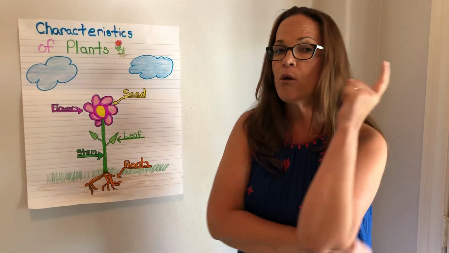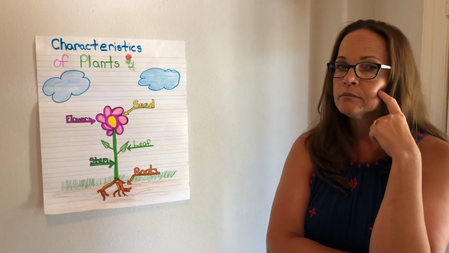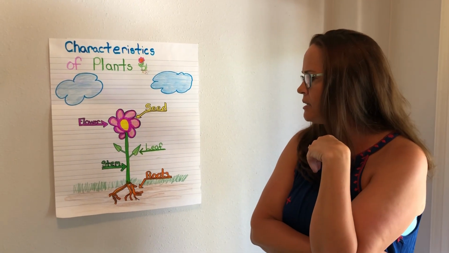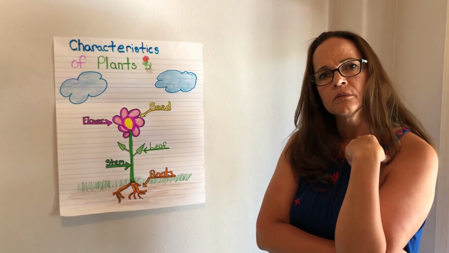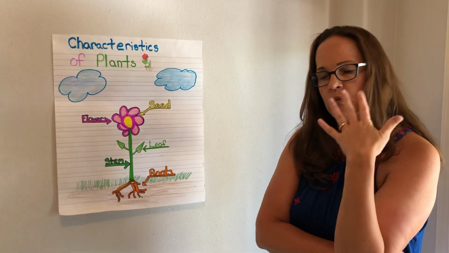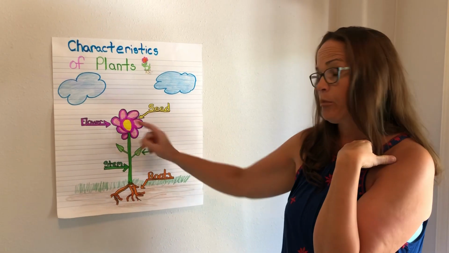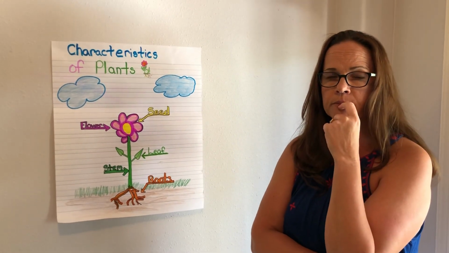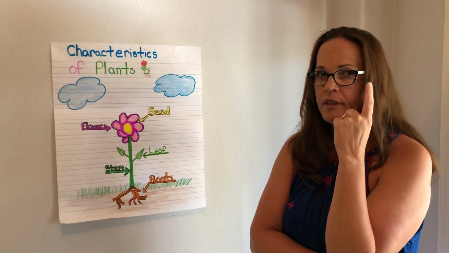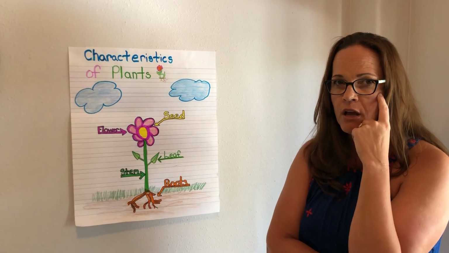But I want you to think about one critical question. How does a plant get food? An animal eats its food. This plant doesn't have a mouth. So that's your question that I want you to think about all week long.